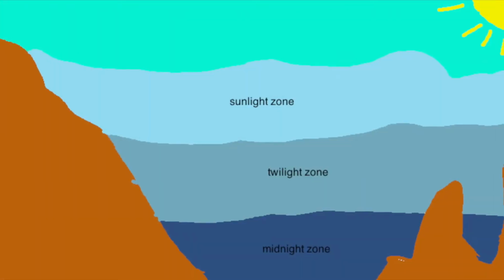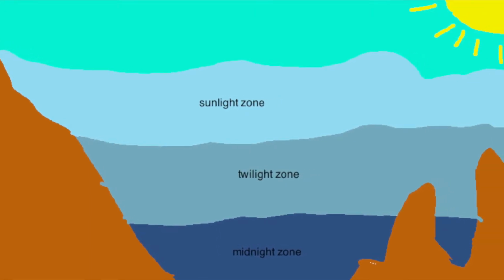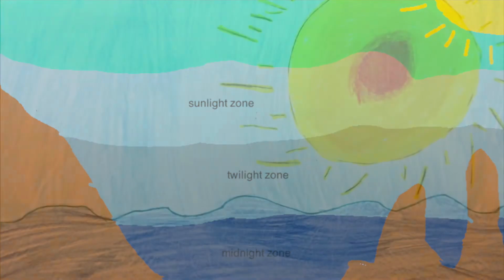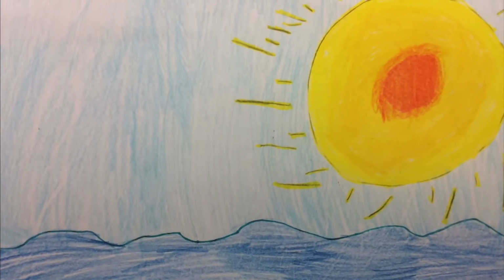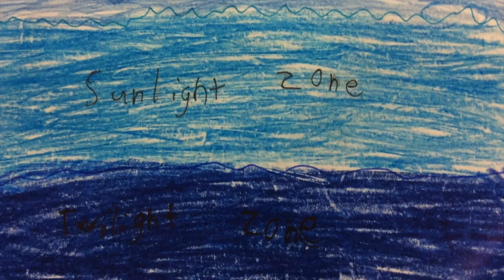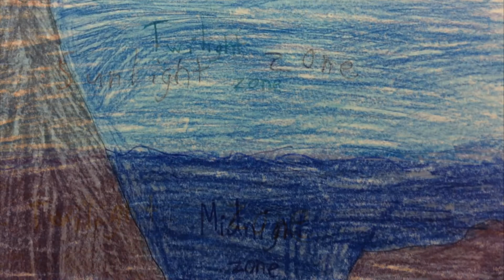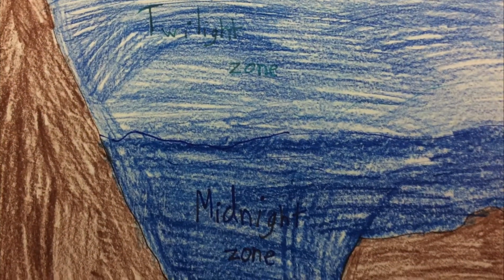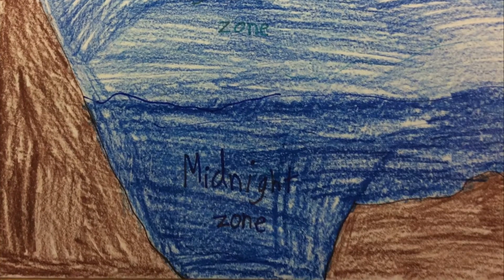There are 3 different zones in the ocean. The zones are the sunlight zone, twilight zone, and the midnight zone. The sunlight zone has the most light because it is the closest to the sun. The twilight zone has less light because it is further away from the sun. The midnight zone has the least light of all the zones because it is the furthest away from the sun.